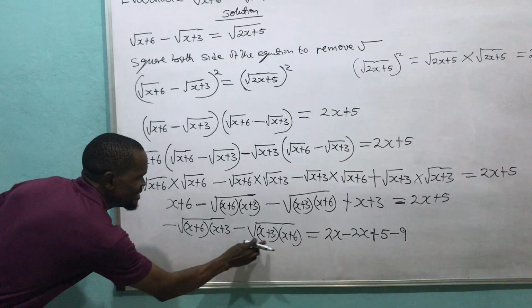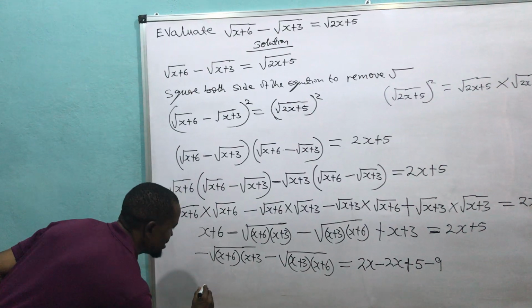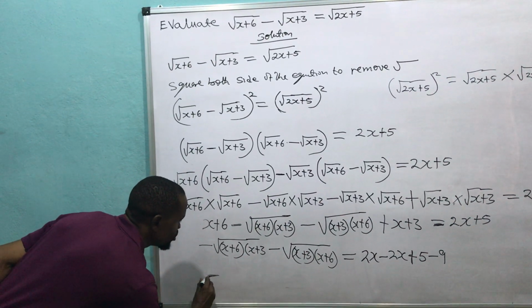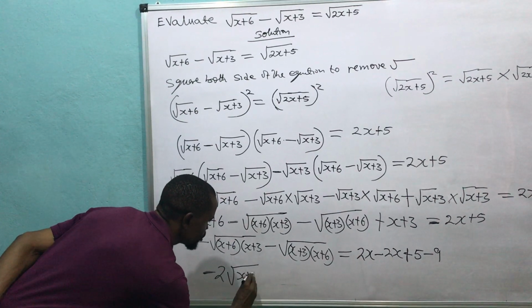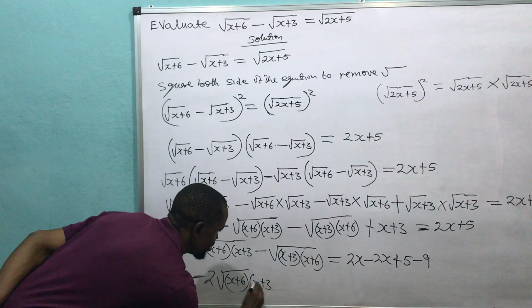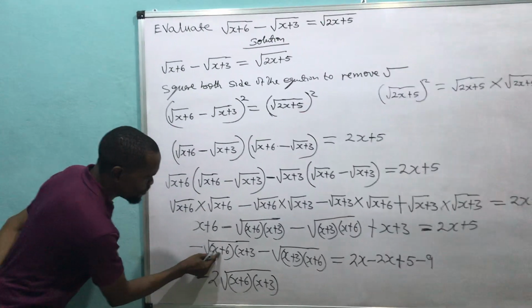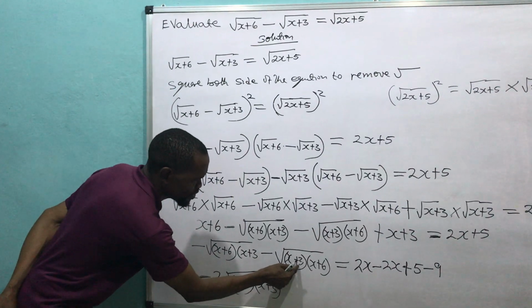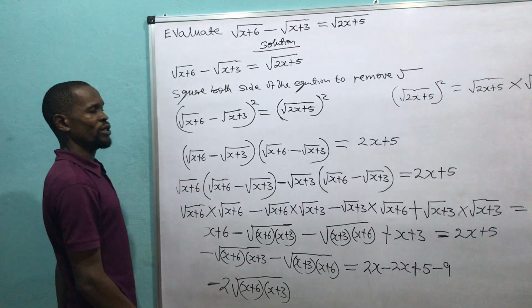So these are the same thing. This man and this man are the same thing. I'll write it this way: minus 2 roots of (x plus 6) into (x plus 3). Somebody will say, why did he say it's the same thing? Look, this one is x plus 6, this one is x plus 3, and this one x plus 6. They mixed up. They are not the same. No, they are the same.